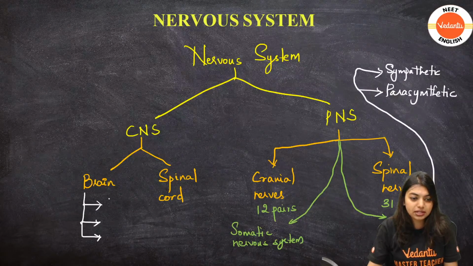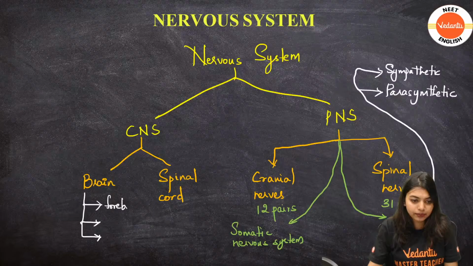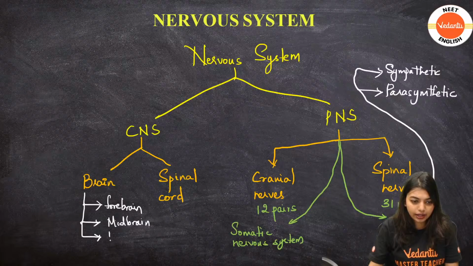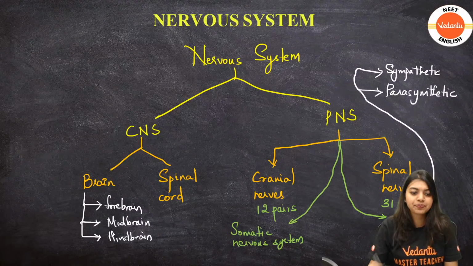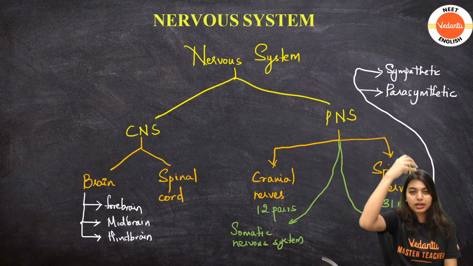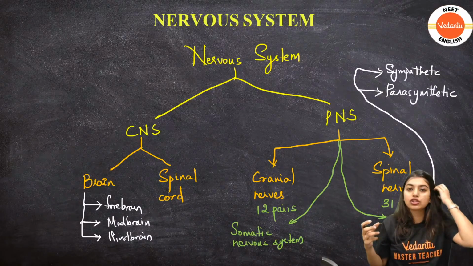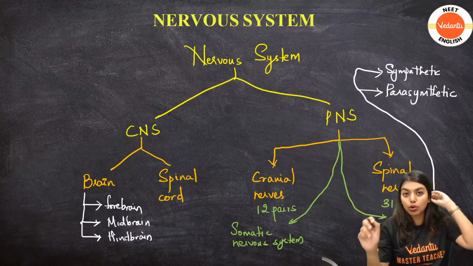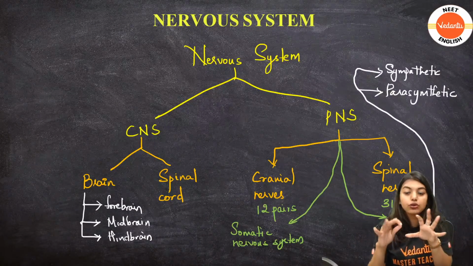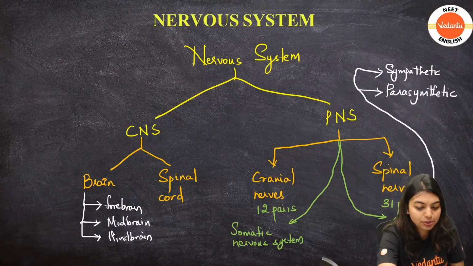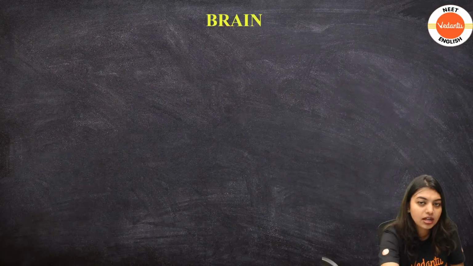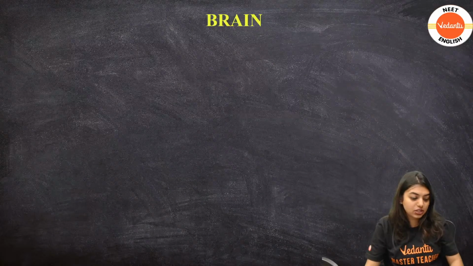Okay students, brain is divided into forebrain, midbrain and hindbrain. Now everything in detail about the bones of the brain, all this you will be studying in your locomotion chapter. Now you will just be studying the general. I hope general is clear. Okay, general is clear. Now let's start with brain. Okay, let's talk about brain.